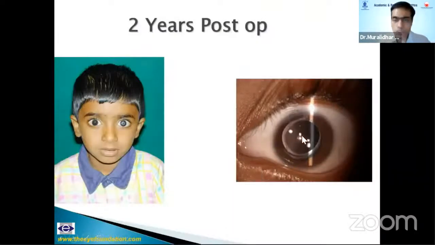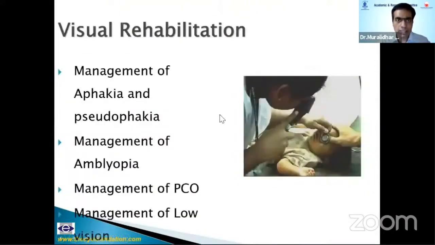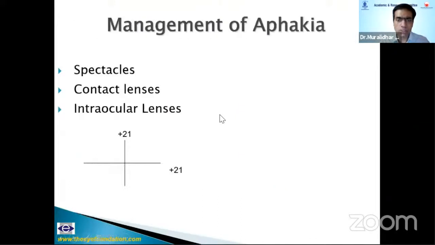So this is a 2-year post-op. Note the very good rhexis. The PPC was bigger. Now it has shrunken to this size. And cataract surgery is always the beginning of a road. You need to manage aphakia, pseudophakia, amblyopia, PCO, and low vision. Just one tip for the postgraduates who may be attending the session.